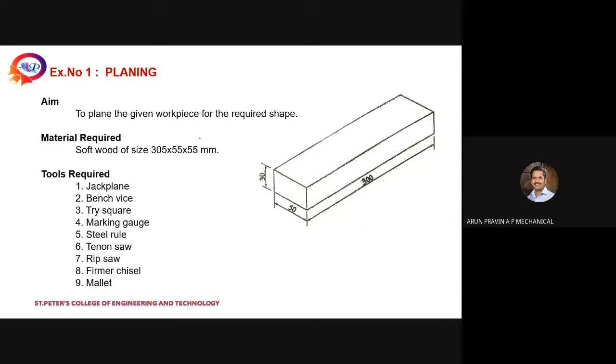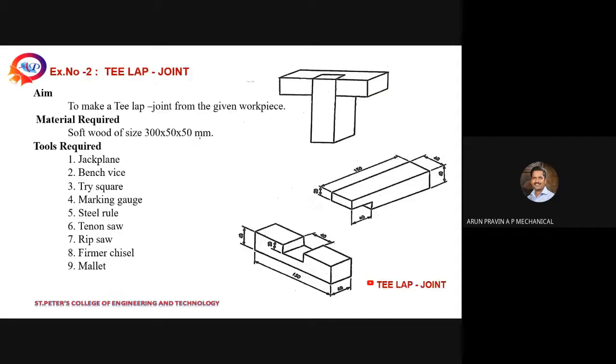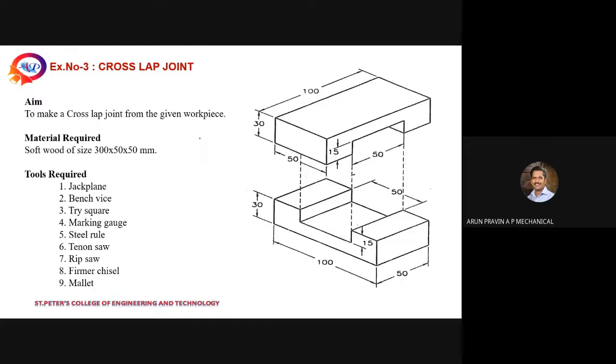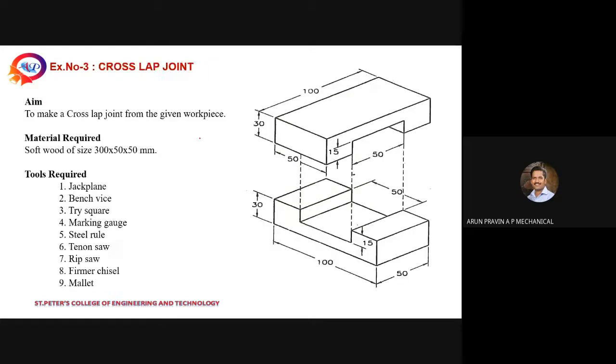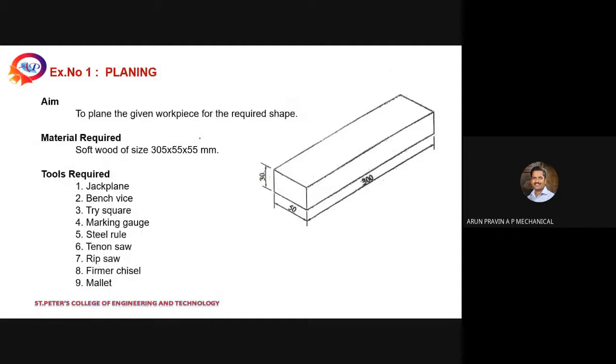So this is not a theory class, it's a practical class. So you should ask doubts. Mainly we have four exercises. While timing, we'll discuss how many records, how many experiments you want to write. Generally we'll do 4 or 5 experiments. The first one is planning, second is the T joint, third is the crop lap joint, and the last one is the dovetail joint.